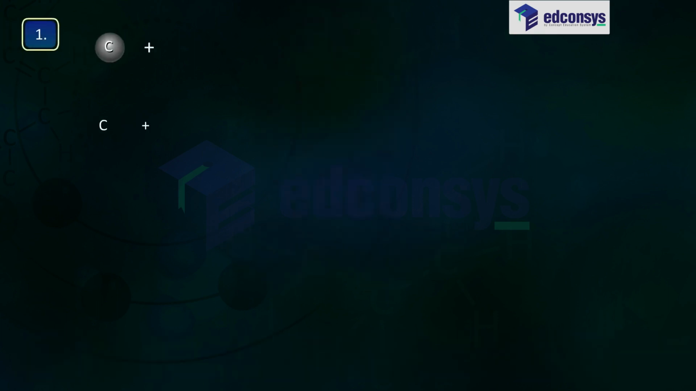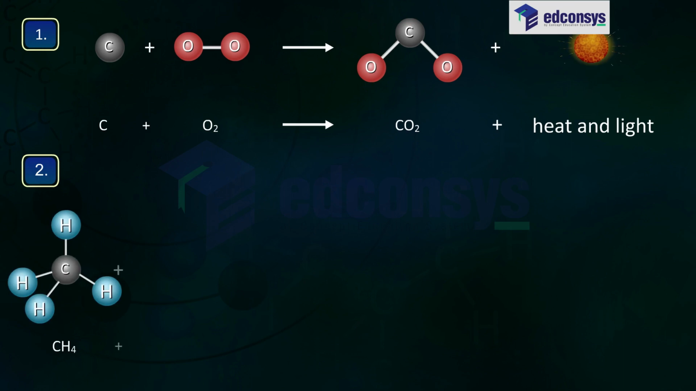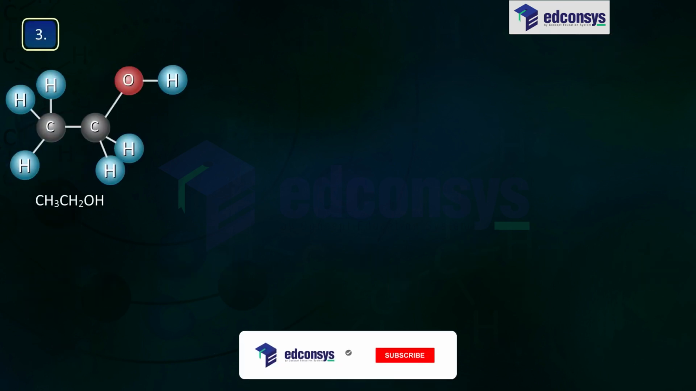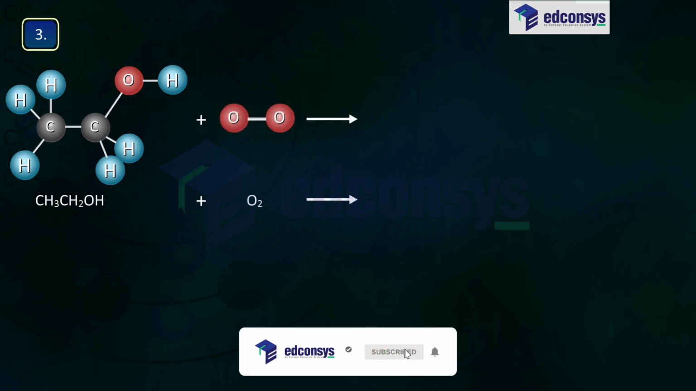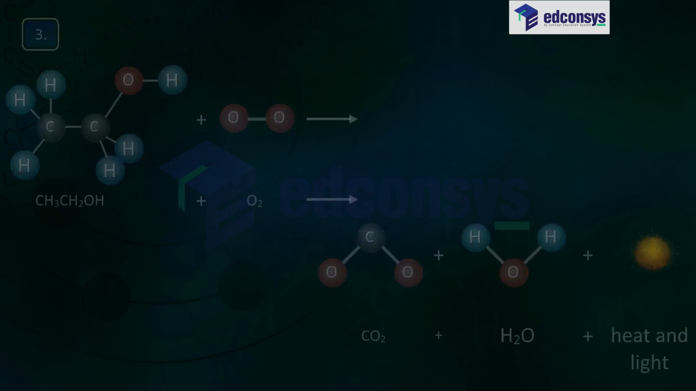First, C plus O2 gives CO2 plus heat and light. Second, CH4 plus O2 gives CO2 plus H2O plus heat and light. Third, CH3CH2OH plus O2 gives CO2 plus H2O plus heat and light.